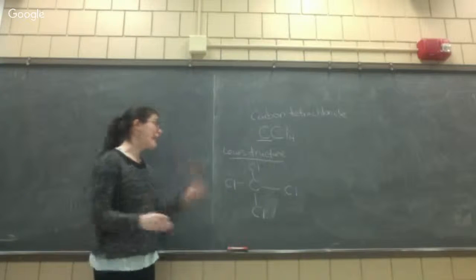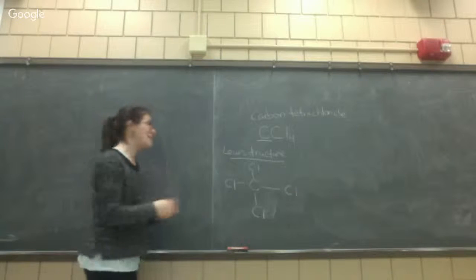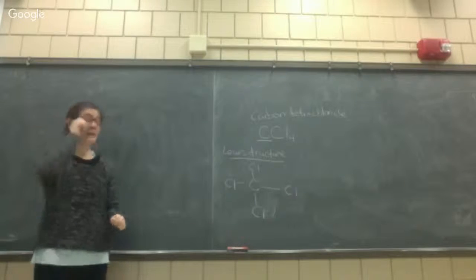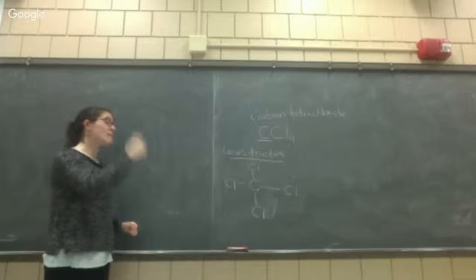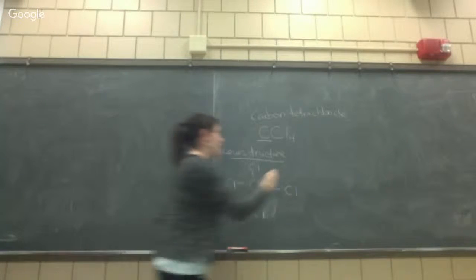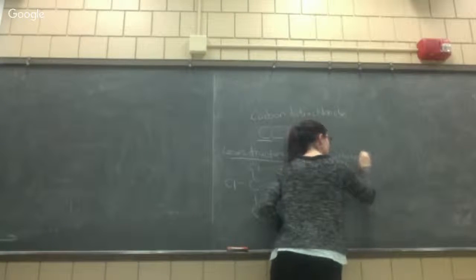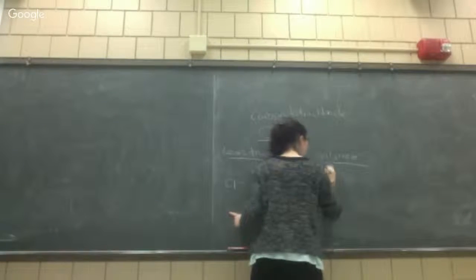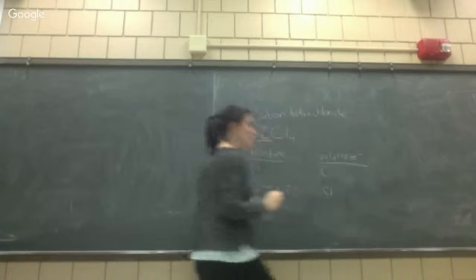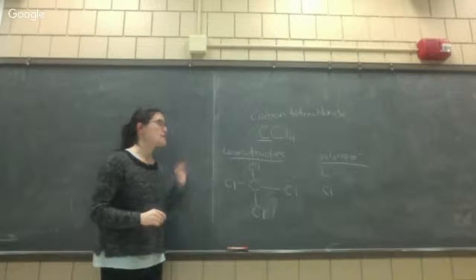You have to count each atom's, what kind of electron? Valence, exactly. So the next thing we can do is count the number of valence electrons each atom has, right? So our valence electrons are for carbon and chlorine, right? So how many valence does carbon have?